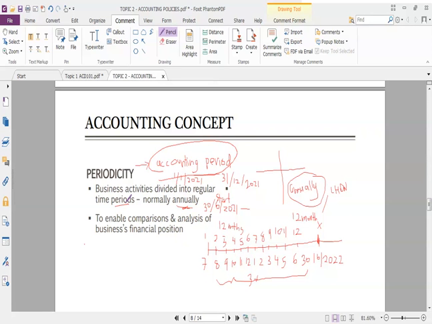Why does accounting have a periodicity concept? Because it makes it easy to compare and analyze the financial position of the business. If you are in 2021, how about your performance in business, whether you are having a profit or loss? We can easily compare with other years. That is because the accounting concept has periodicity. You need to identify the accounting period. It is very important.